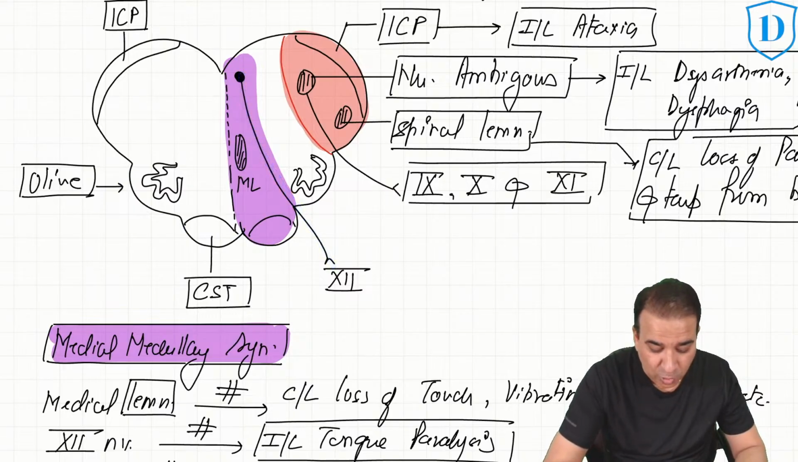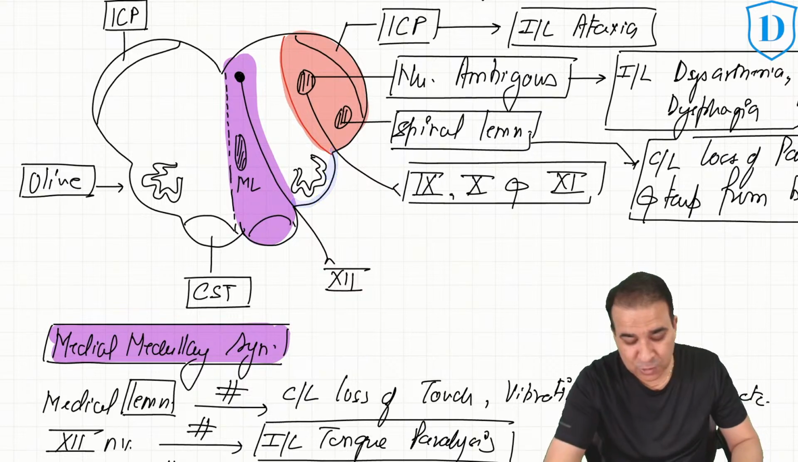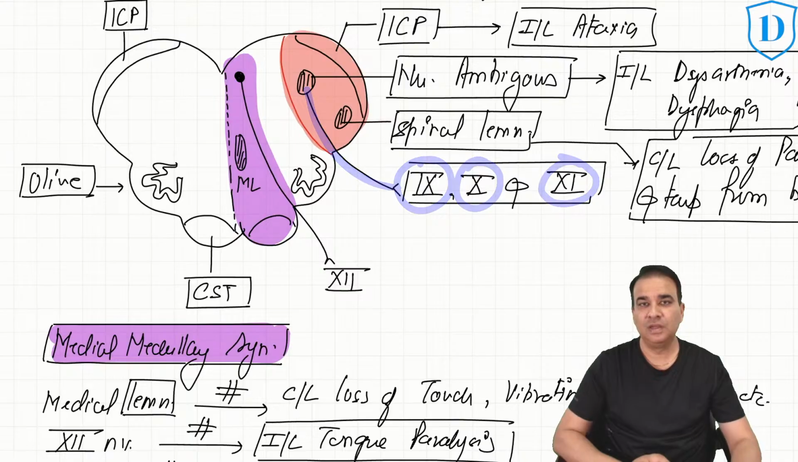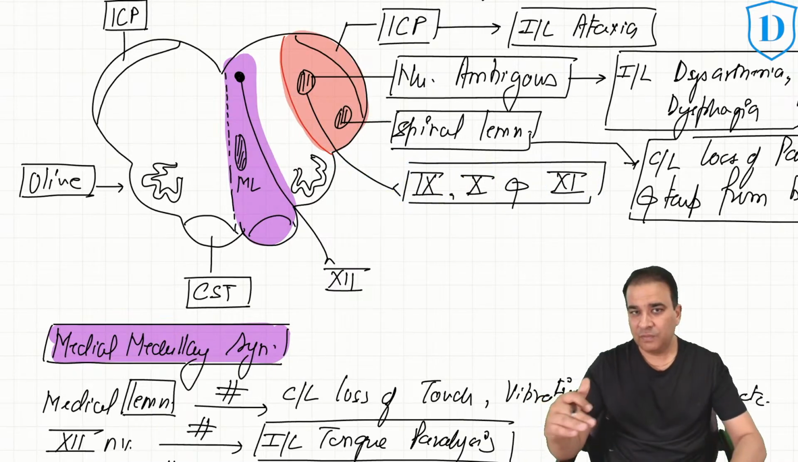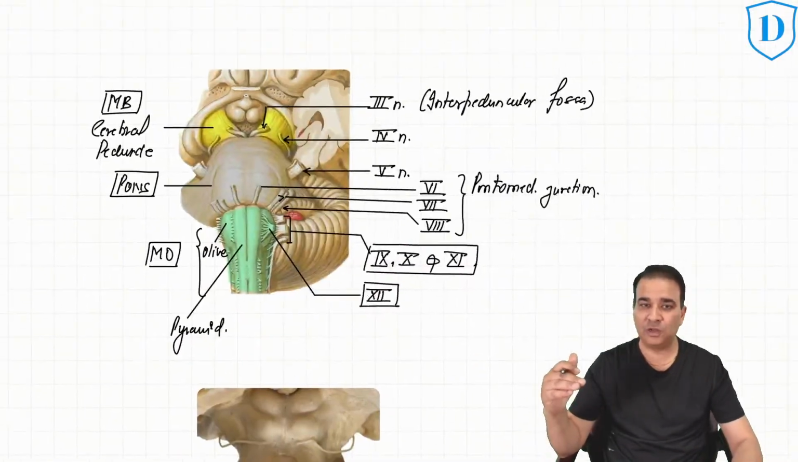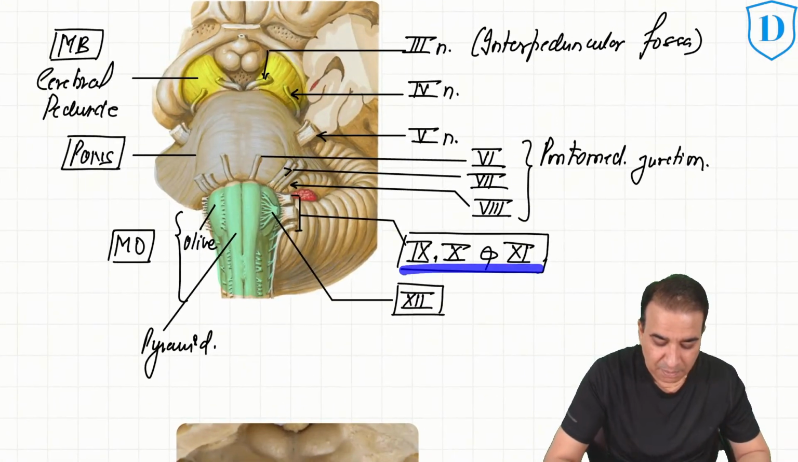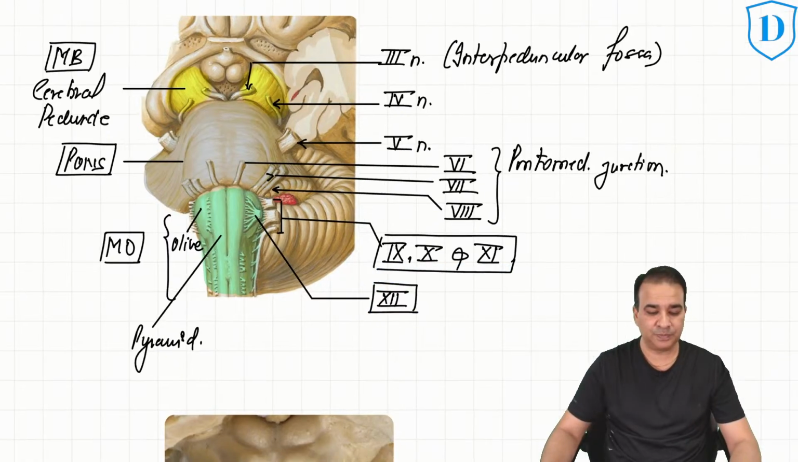And more lateral to the olive, posterolateral, further behind the olive, you can see the nerves coming out from there. What nerves are they? 9th nerve, 10th nerve and 11th nerve. The same thing which we drew in the transverse section, we're trying to correlate here from the ventral aspect also. The nerves seen coming out just posterolateral to the olive are the 9th, 10th, 11th. Between pyramid and olive is the hypoglossal nerve.